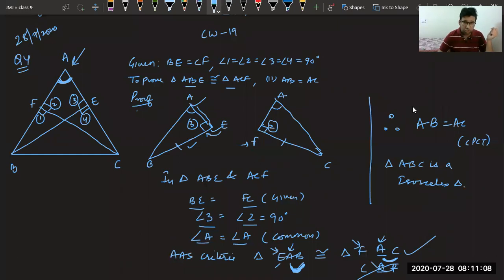I hope the question was very easy for all of you. All you needed was to draw the diagram separately and think what is the third thing that you can use. Okay, please confirm. Good. Now we will take the next question, which is a little bit different from this one.